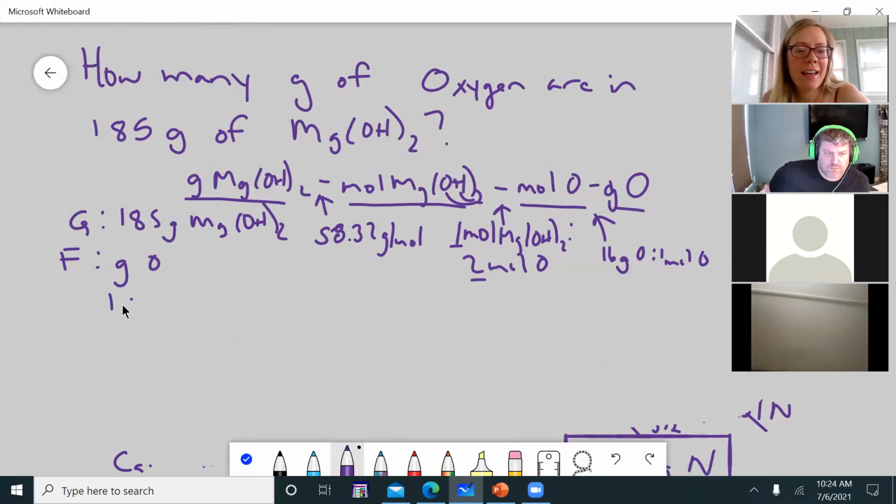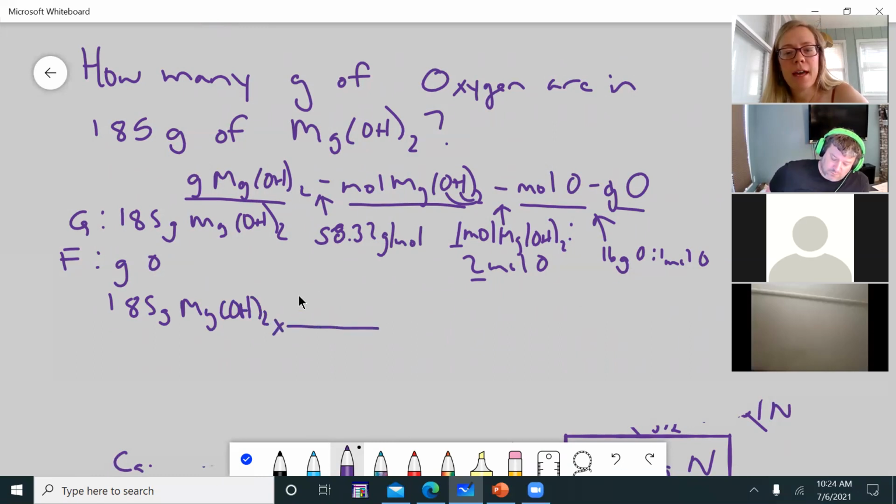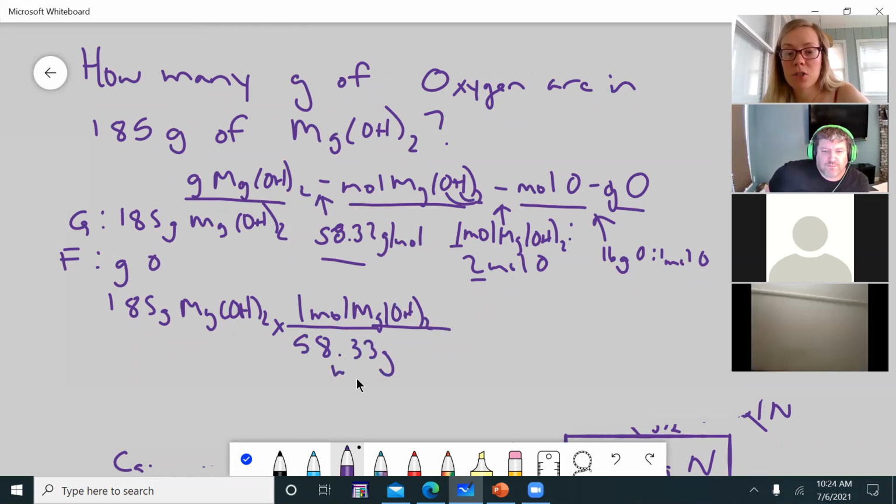We got 185 grams of MgOH2. We want to convert that into moles. 1 mole of MgOH2 weighs what we got here, right? 58.33 grams, specifically of the MgOH2. That gets us from here to here.